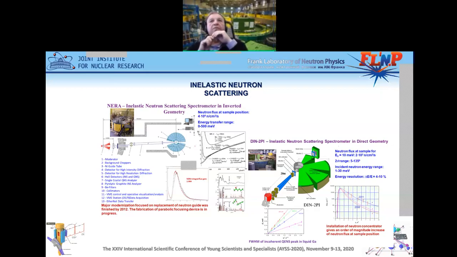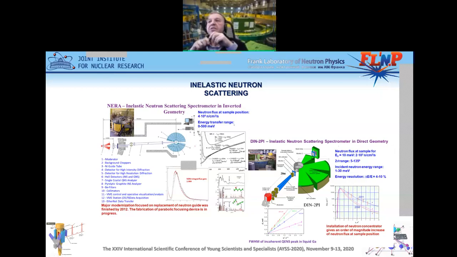Using the time of flight twice, using the secondary time of flight method, you can also measure the transfer of energy from the neutron to the molecules and atoms of the sample under investigation, or the transfer of energy from the molecule or atom to the neutron. So you can study the dynamical properties of the material under investigation.